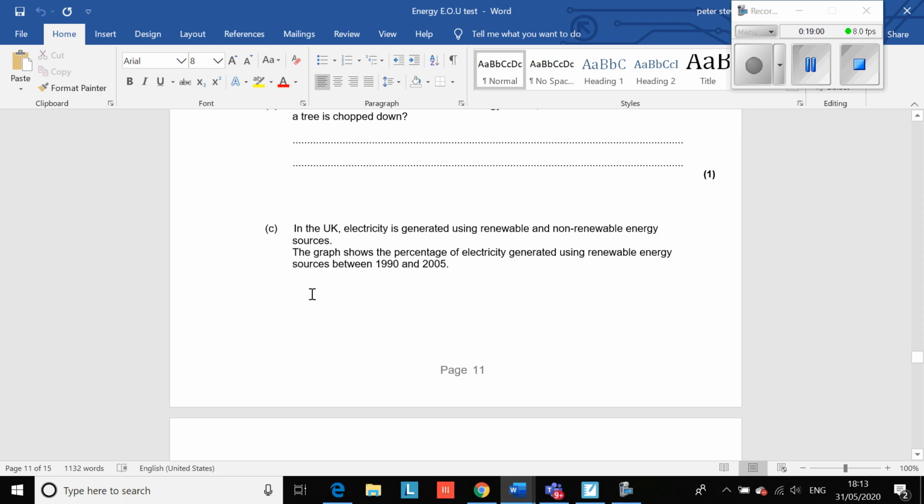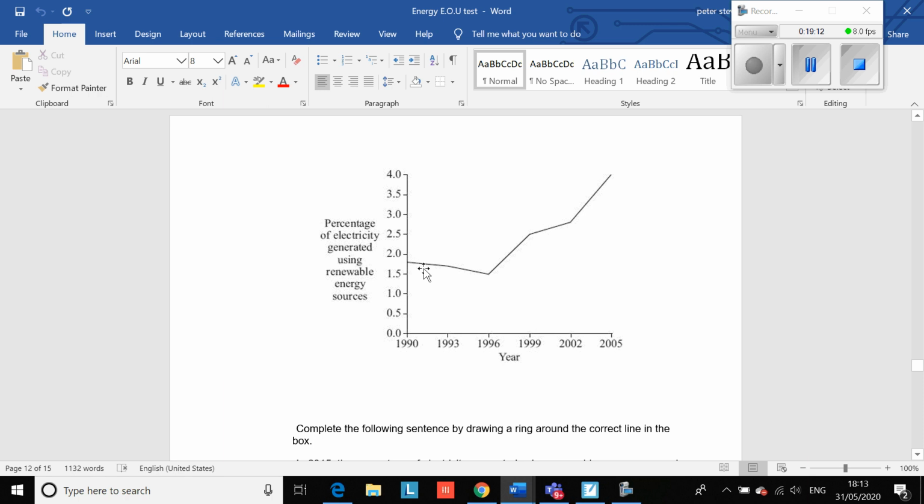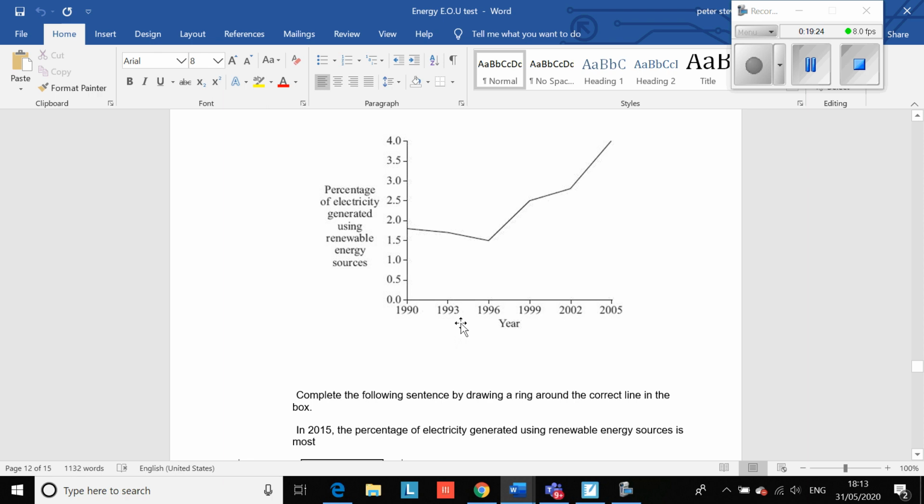And C, in the UK, electricity is generated using renewable and non-renewable energy sources. The graph shows the percentage of electricity generated using renewable energy between 1990 and 2005. So as you can see, the amount of electricity generated from renewables has been going up pretty steadily since about 1996. Okay, complete the following sentence by drawing a ring around the correct box.